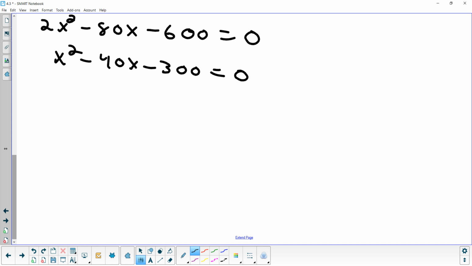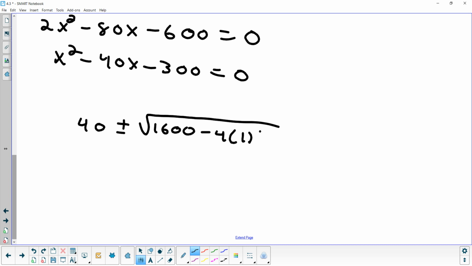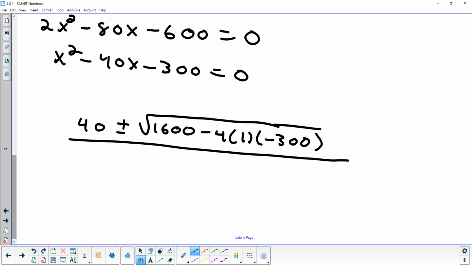So how are we going to have to solve it if we can't factor it? But this isn't bad because we have a method for always solving equations when the highest exponent is a 2. Yep. Quadratic formula. So negative b plus or minus the square root of negative 40 squared minus 4ac, all over 2a.